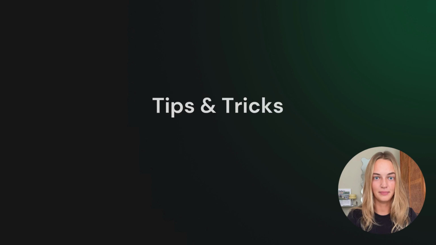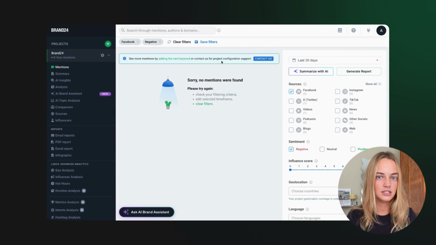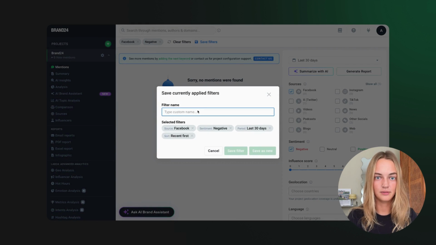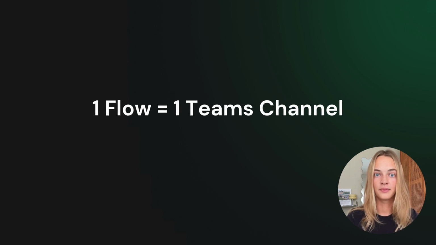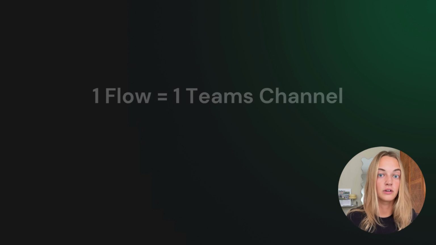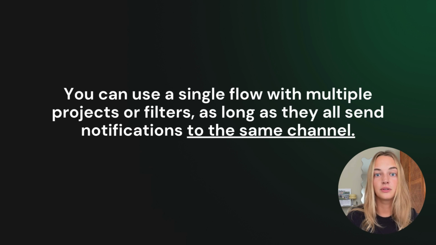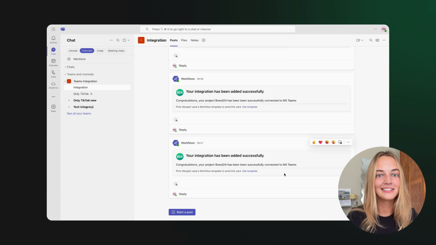A few tips to remember. You can create filters in the Mentions tab, each tied to a specific project. Filters help you control what gets sent to Teams. If you want to change the webhook URL or the channel, you'll need to delete the existing workflow and start a new one. Remember, one flow equals one Teams channel. If you want to send alerts to multiple channels, you'll need to create a separate flow for each. But you can also use one flow for multiple projects or filters as long as they all go to the same channel. That's it! You're all set up.